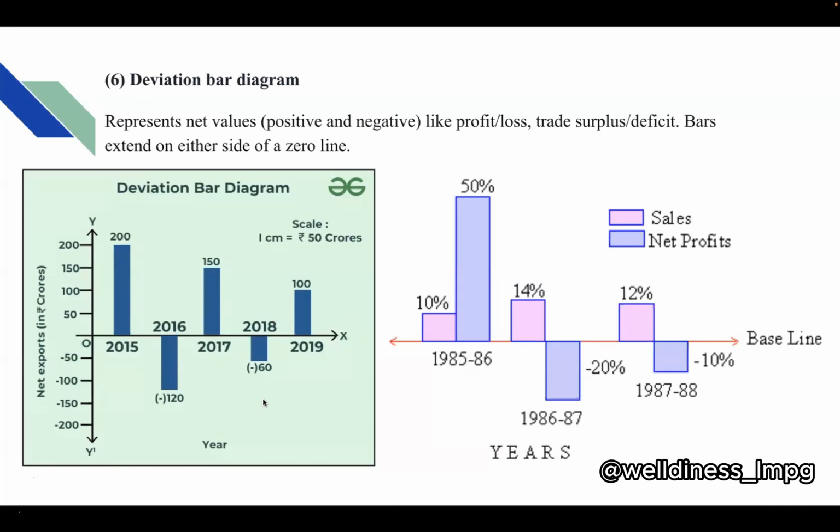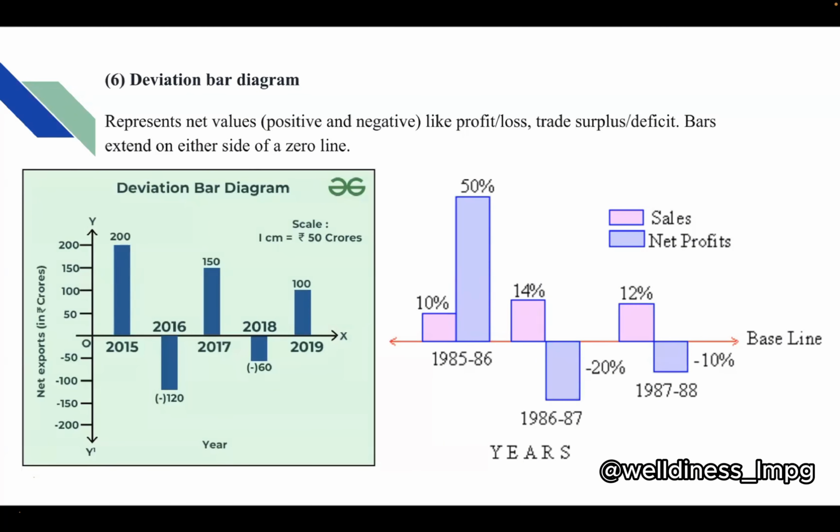2017, 150; 2018, 60; and 2019, they imported 100. So let's look at the example that has to do with sales and profit. In 1985 to 1986, they sold about 10% and made a profit of about 50%, while in 1986 to 1987, even though they sold about 14%, which is a little bit higher than what they sold in 1985 to 1986, what can you notice about 1986 and 1987 compared to 1985 to 1986?